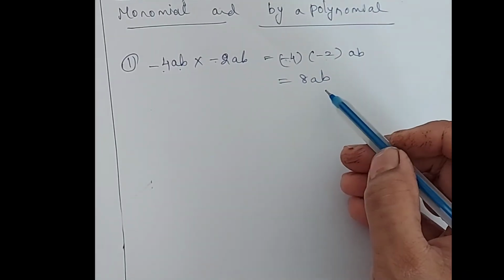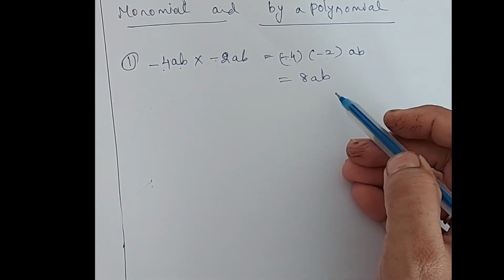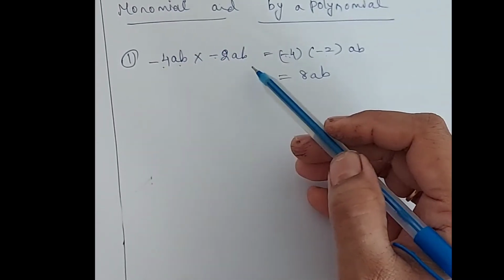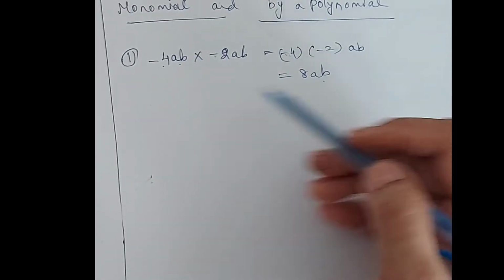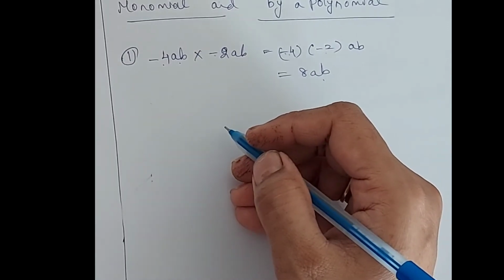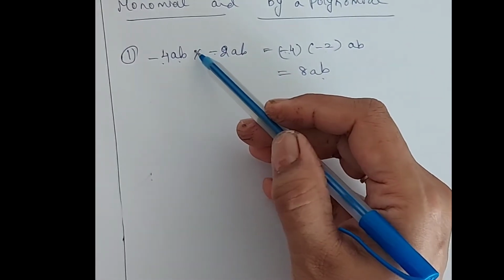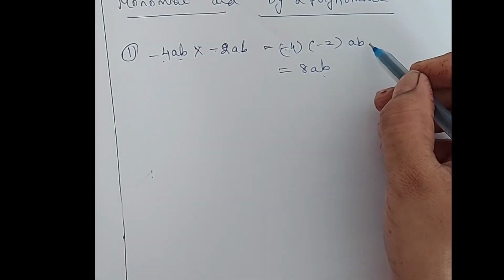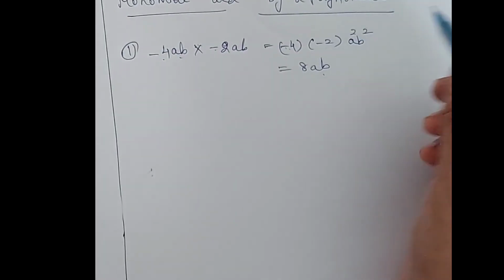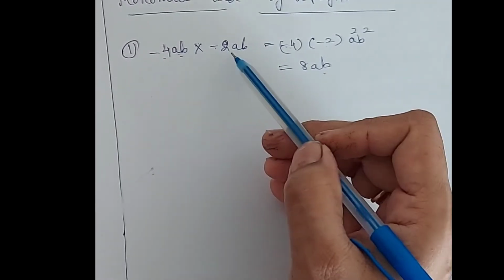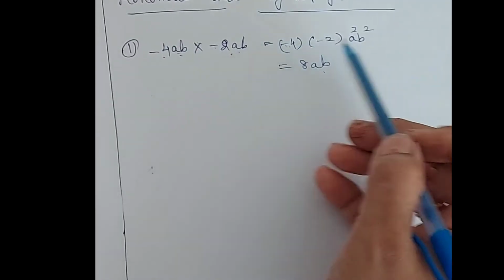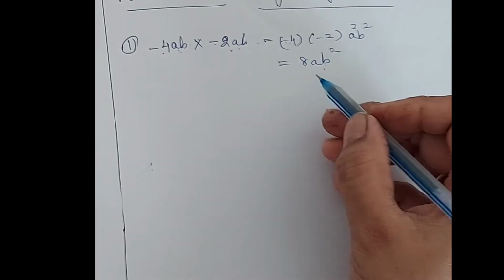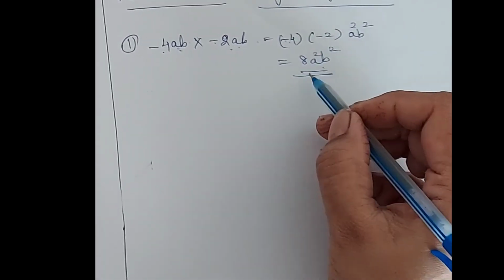Is it right? No, this is not right. Why? Because we should not just write AB as we do in addition and subtraction. Here we are multiplying these two expressions. Then what we will do? A squared B squared, because we have 2 A's and 2 B's here. So A into A gives A squared and B into B gives B squared. So you will get 8A squared B squared as our answer.